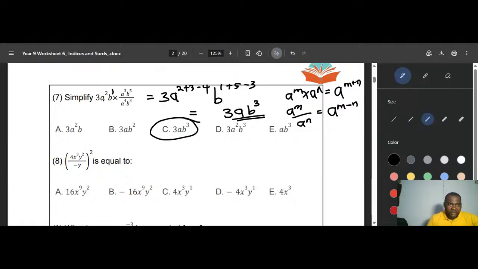3 is here. A squared is multiplying A cubed, but dividing A4. So that's why we say A 2 plus 3 minus 4. And 2 plus 3 is 5. 5 minus 4 is 1. I should have written a 1 here, but I can do without that. Then for B, the power here is 1. Here is 5. That means 1 plus 5, then minus 3. 1 plus 5 minus 3. And that gives us 1 plus 5 is 6. 6 minus 3 is 3.